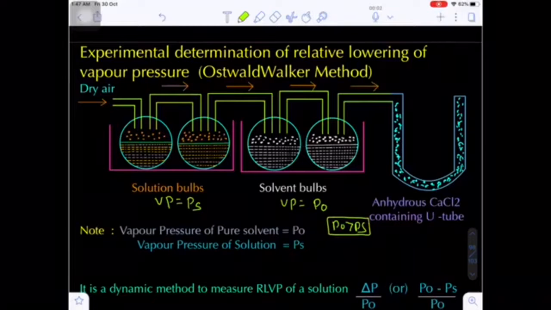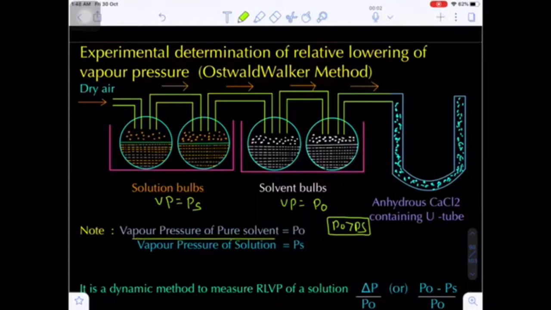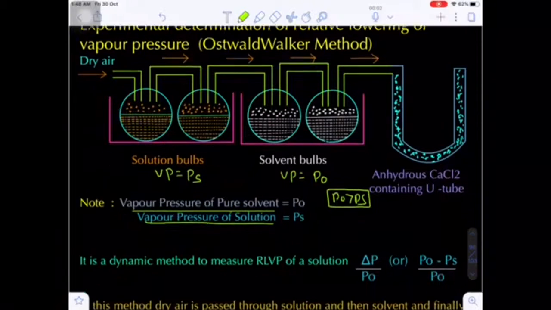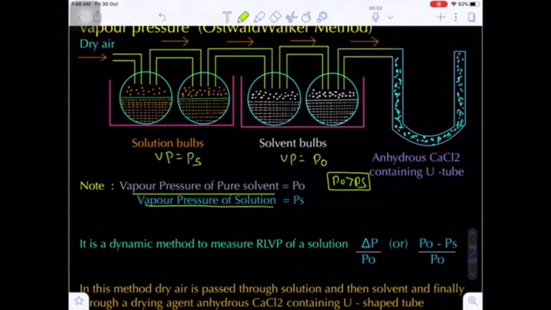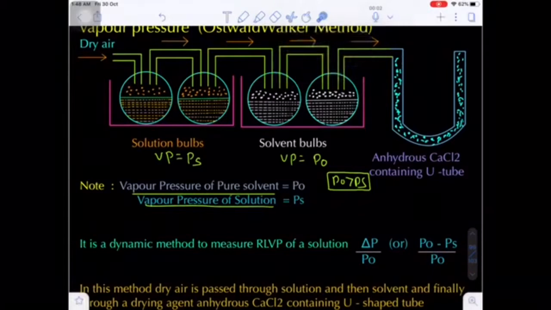Now what is the P naught value? Vapor pressure of a pure solvent. What is the PS value? Vapor pressure of a solution. Okay. Now it is a dynamic method in which it is useful to measure the relative lowering of vapor pressure.